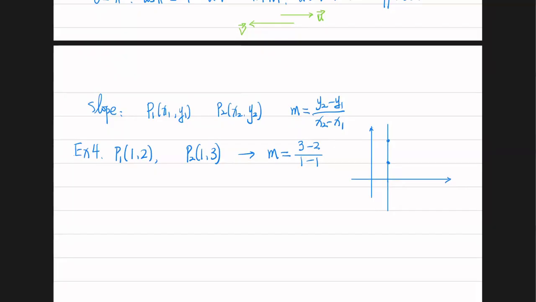Okay, see, it's a vertical line. The slope does not exist. So to describe lines like this, we introduce the direction of the line.